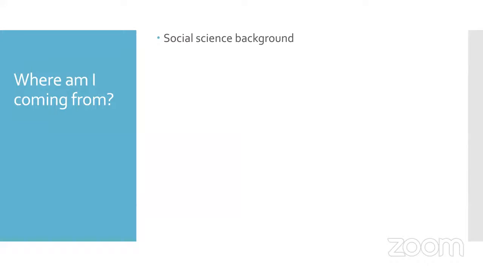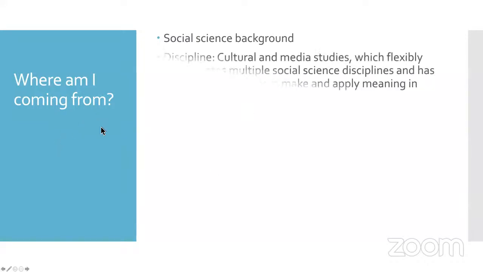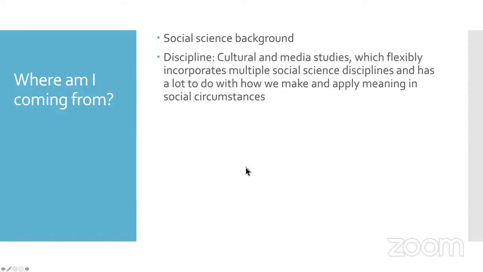So where am I coming from? As Colleen mentioned in the beginning, this is some of my background. Social science. My discipline is cultural and media studies, which incorporates multiple social science disciplines. So you can come from an angle of anthropology, psychology, sociology, etc. All of this blends into this discipline, and it's got a lot to do with how one applies meaning or makes meaning in social circumstances.